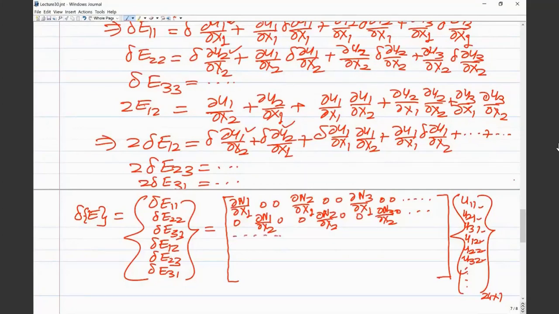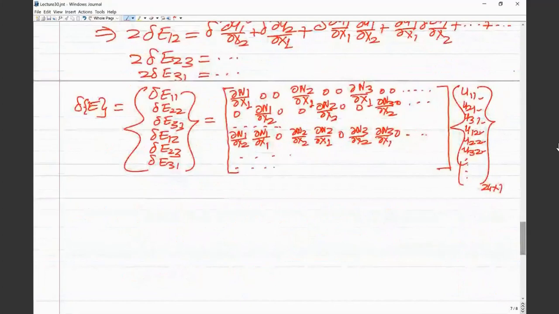You can write for delta E33 in a similar manner. And when you look at delta E12, you have these two terms, derivatives of u1 with respect to x2 and u2 with respect to x1. So you will have del N1 by del x2 and del N1 by del x1, and then 0. And then again, del N2 by del x2, del N2 by del x1, 0, and so on. Del N3 by del x2, del N3 by del x1, 0, and so on. So that's how you will write for the CL term. Similarly, you can write for E23 and E31. So this is essentially the linear strain displacement matrix.